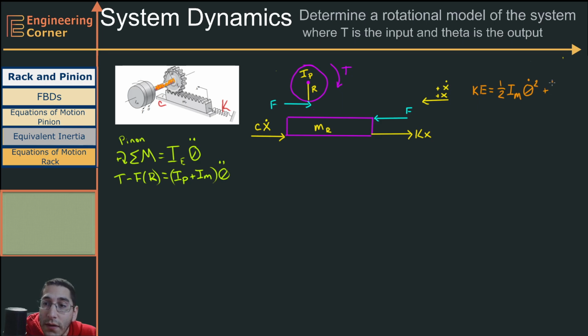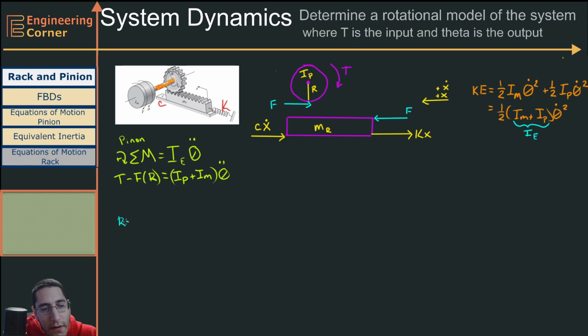So I need to do plus 1/2 I_P. The angular velocity is the same, and it's squared. Now I can rewrite this as 1/2 (I_M plus I_P) times this angular velocity squared. And right there, that's where I get my equivalent inertia from. So here's my equivalent inertia. So now the next thing I need to do is I need to look at the equation of motion of the rack.